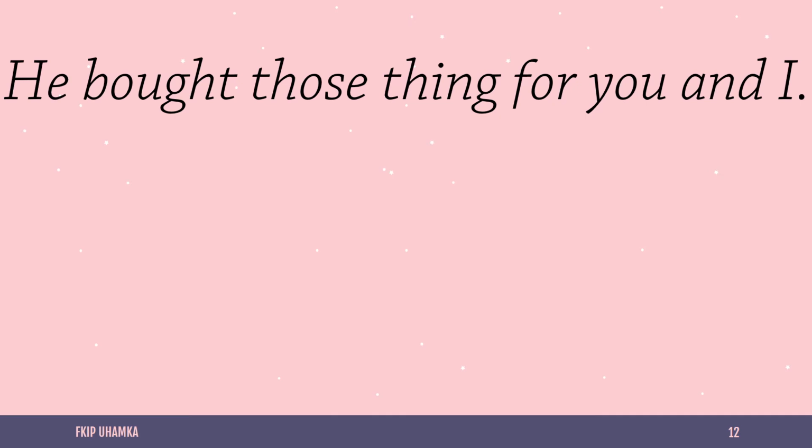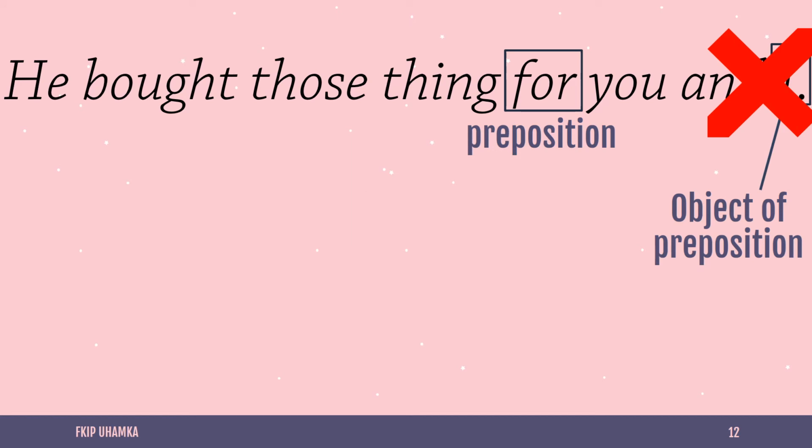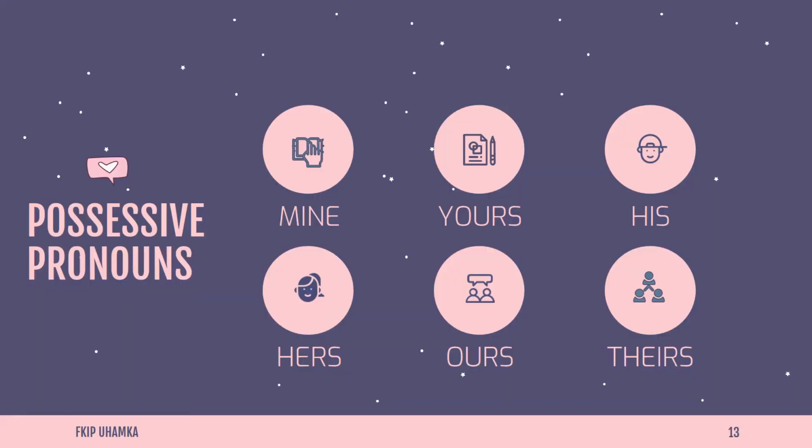Alright, in the second sentence, the troublemaker is the word I. Why? Because I is an object of preposition. So how did I know that it is an object of preposition? Well, as you see, there is a preposition before that, which is for. That's why it is called object of preposition. The words you and I are called object of preposition. Again, just because it is an object, we cannot call it I, but we have to change it with me. He bought those things for you and me. Me, object.